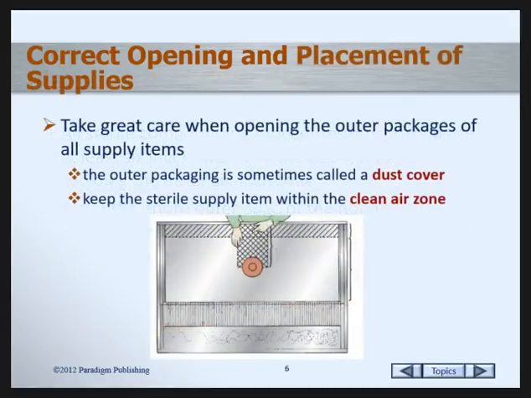Take great care when opening the outer packages of all supply items. The outer packaging is called a dust cover, and keeping the supply items within the clean air zone. So on this illustration, this highlighted area is your outer 6-inch zone. That area is used for placement of packaging before it is open. Once everything is open, you want to open it within the DCA, this clear area here, and place it in the DCA, and then dispose of your outer packaging.